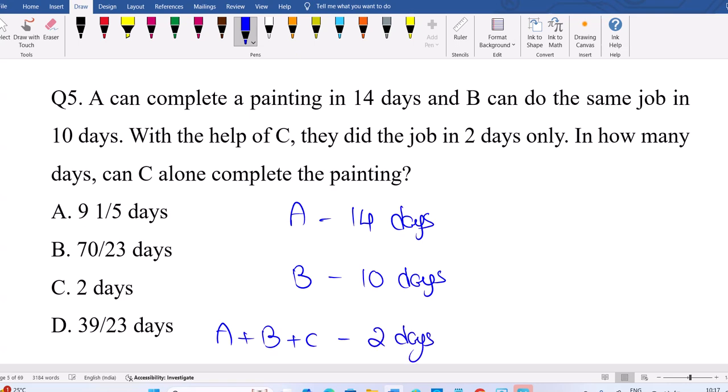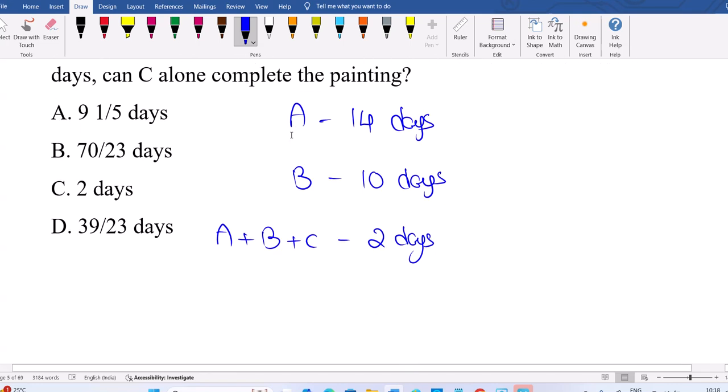Now, what is the question they're asking? C alone completes the job in how many days? So this is the scenario. A alone 14, B alone 10, A plus B plus C 2 days, and you have to calculate C alone. You just work on this. C alone is what you need to calculate. So one standard procedure is that you can fix the work.